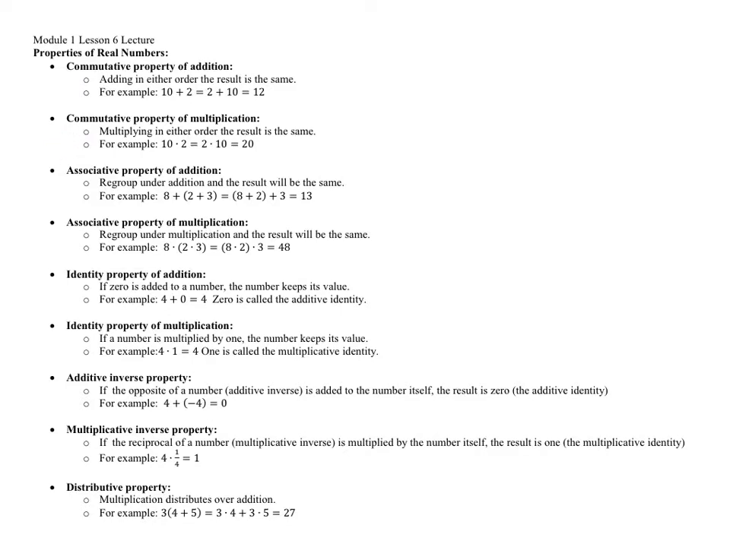Both of these properties tell us that we're allowed to add or likewise multiply in either order and get the same result. So for example, 10 plus 2 is the same as 2 plus 10. Either way I add them, I get 12. Similarly, 10 times 2 is 2 times 10. Either way I multiply, I get 20.